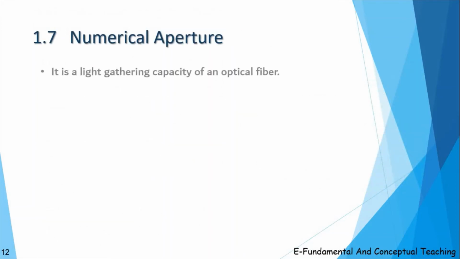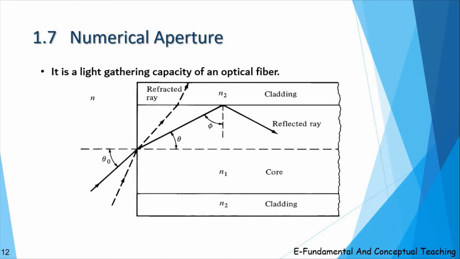Numerical aperture. Numerical aperture is a light gathering capacity of an optical fiber. Numerical aperture is defined as n sin of theta naught max, where n is refractive index of air, which is equal to 1, and theta naught max is the maximum angle at which light enters the fiber and causes internal reflection. It is known as acceptance angle of an optical fiber.